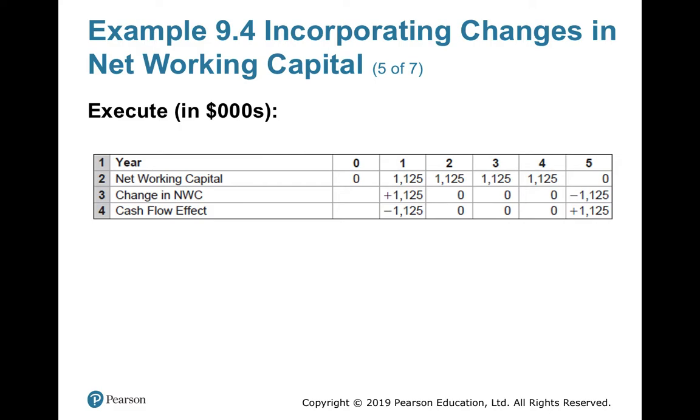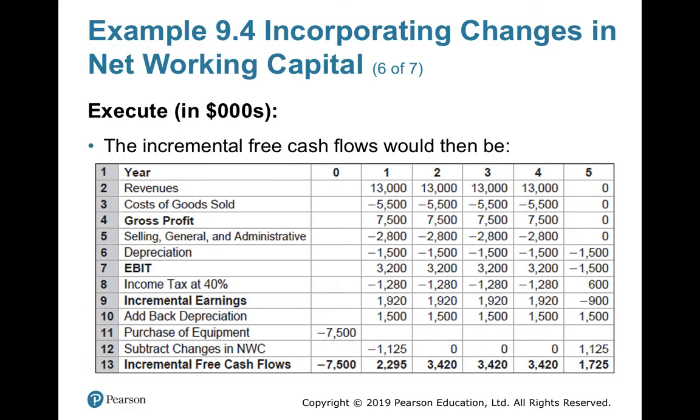Let us do the last part of the free cash flow calculation. Up to line 11 we have done. Incremental earning, line number 9, is 1920, 1920, 1920, 1920 and minus 900. Add back depreciation, line 10, 1500 each year from year 1 to year 5.